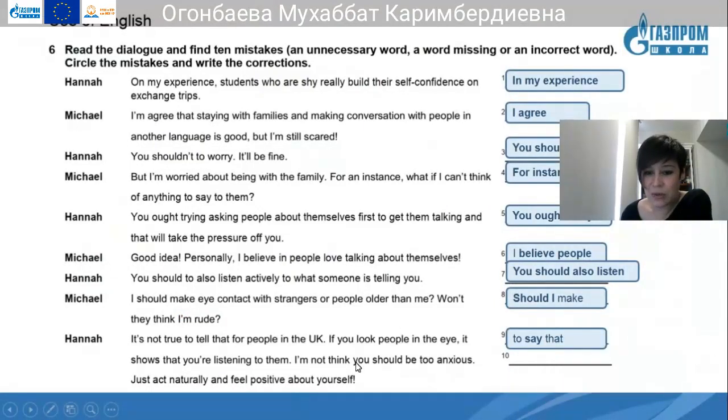Right. So I'm not think. Are you agree with this combination, phrase combination? I'm not think. I don't think. We never use am in a simple form.